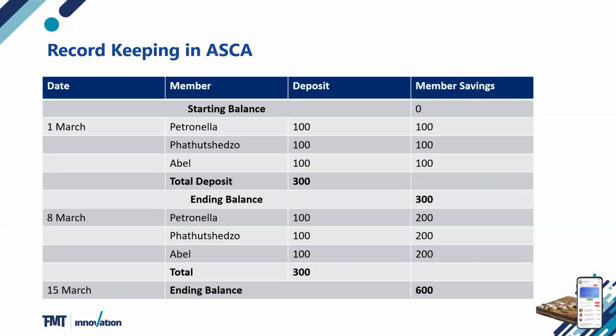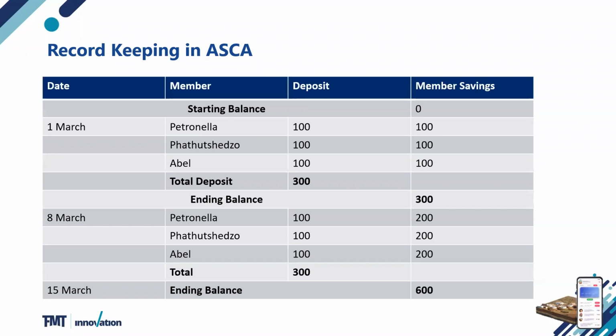So it shows you the starting balance before the meeting starts, and at the beginning there would be no money, and then the ending balance at the end of the meeting. Because all of them are contributing and not distributing or sharing, they would have a total deposit of all their contributions.